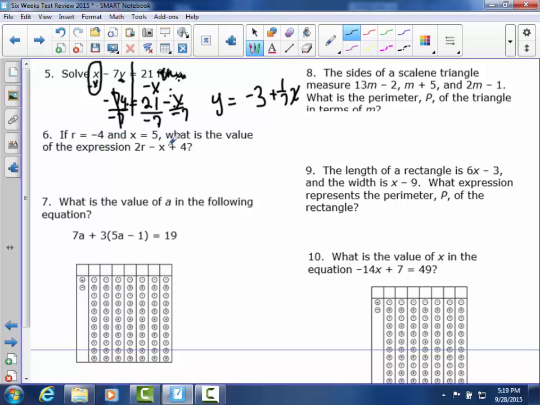If r equals negative 4 and x equals 5, what is the value of the expression? Again, this means we're evaluating, so we're going to replace r with negative 4. We're going to replace x with 5. And then we find our answer. So that's going to be negative 8 minus 5 plus 4, which is negative 13 plus 4, which means our final answer is negative 9.